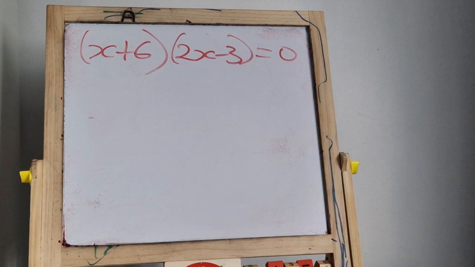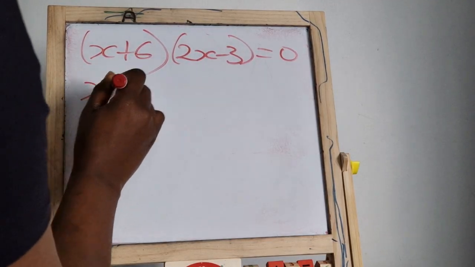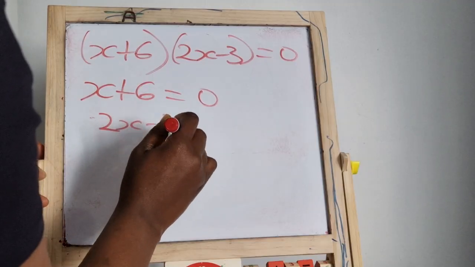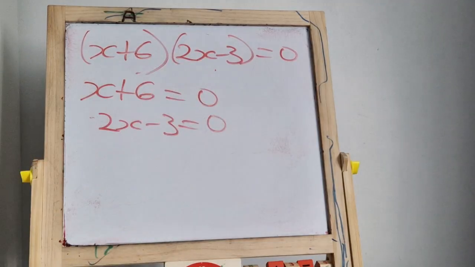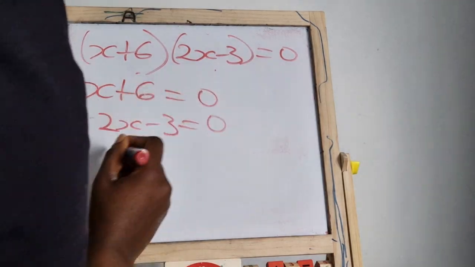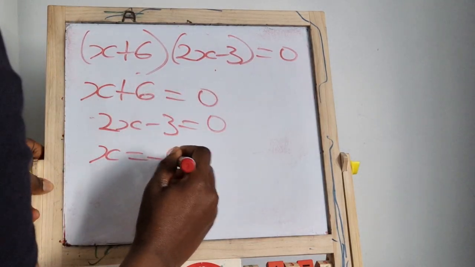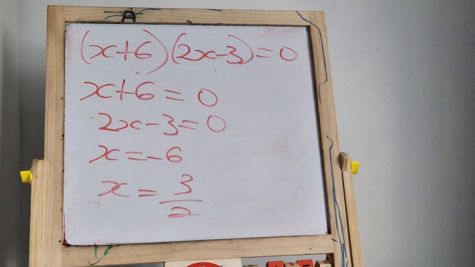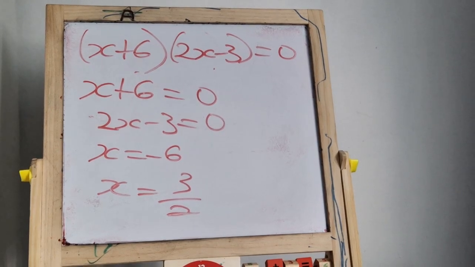The second step is for you to split it into two mini equations such that you have x plus 6 equals 0 or x minus 3 equals 0. Once you see a product, split it into two mini equations, then solve each one completely. Then you have x equals minus 6 and then x equals 3 over 2. So solve completely and get the value for x.